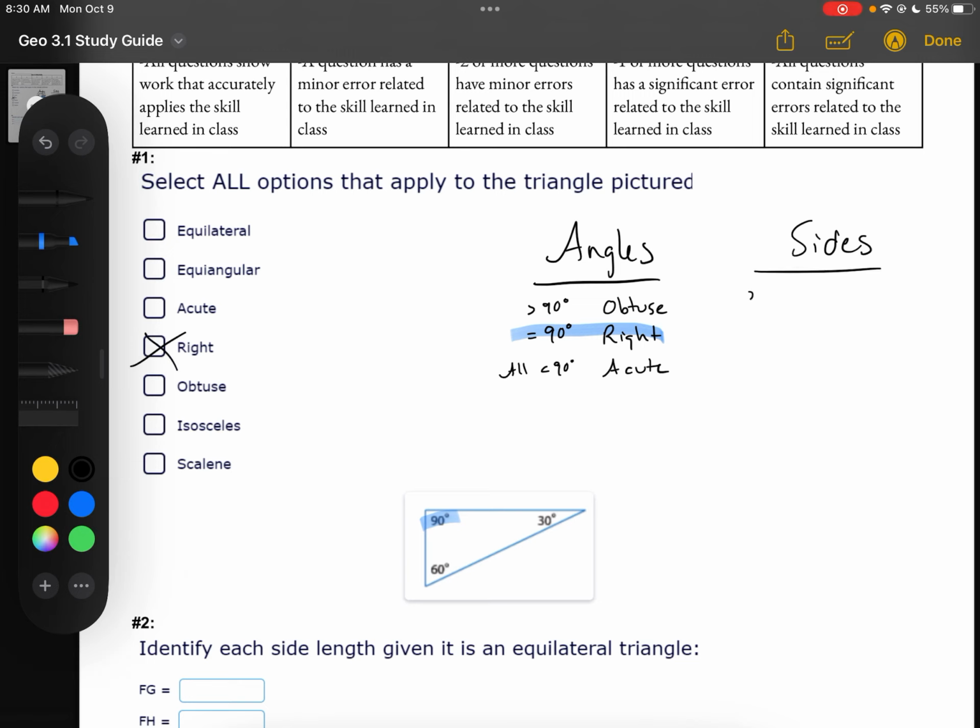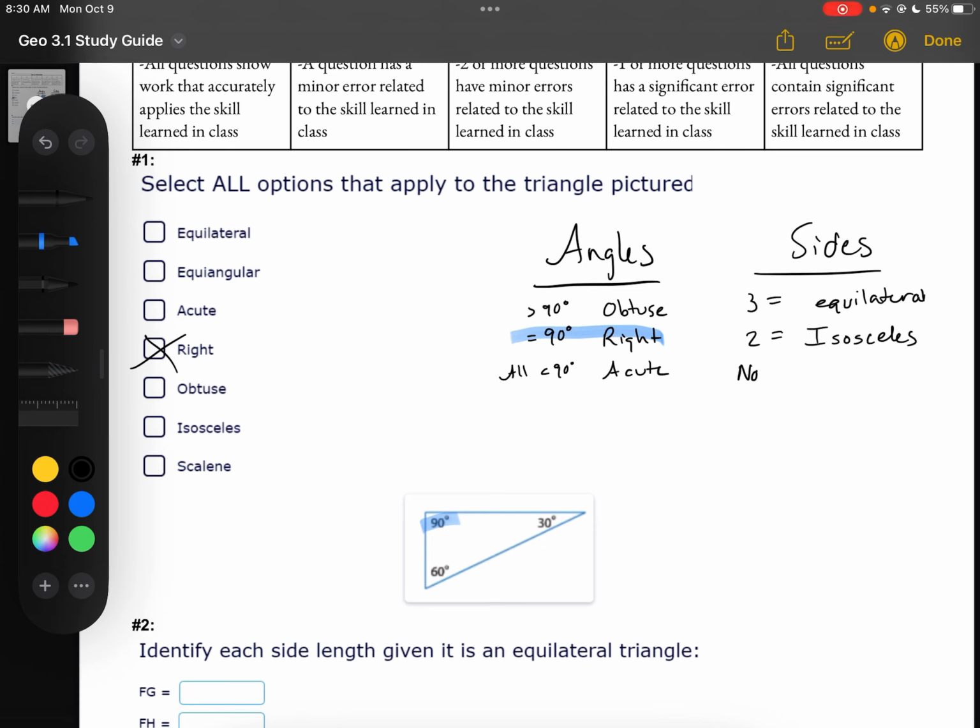Secondly, from sides, if we have three equal sides, it's going to be equilateral. If we have two equal sides, it's going to be isosceles because you have two eyes. And if we have one equal side or nothing is equal, then we are going to have a scalene triangle.